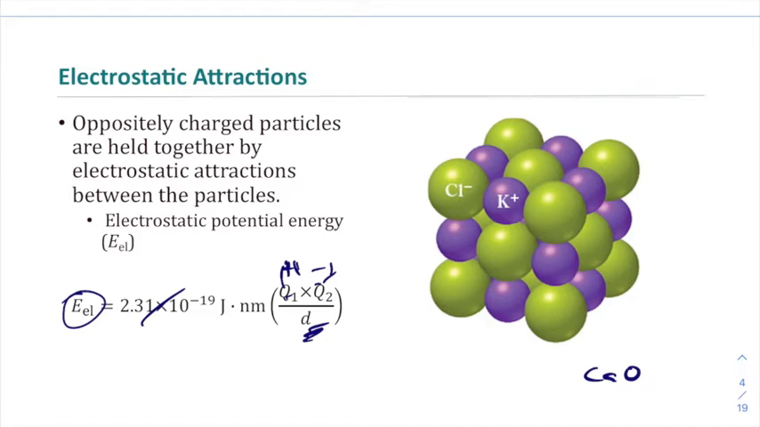And what that means is, what's the distance between the ions? Well, we can estimate that by size. If you have 2 small ones, a small cation and a small anion.